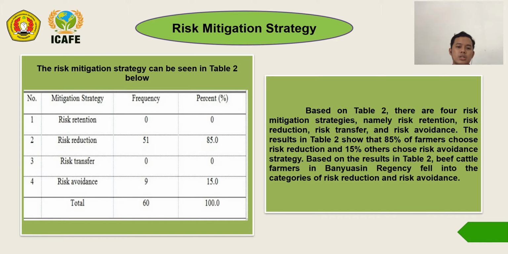Risk mitigation strategy. Based on Table 2, there are 4 risk mitigation strategies, namely risk retention, risk reduction, risk transfer, and risk avoidance. The result in Table 2 showed that 85% of farmers choose risk reduction and 15% others choose risk avoidance strategy. Based on the result in Table 2, beef cattle farmers in Banyuasin Regency fell into the categories of risk reduction and risk avoidance.